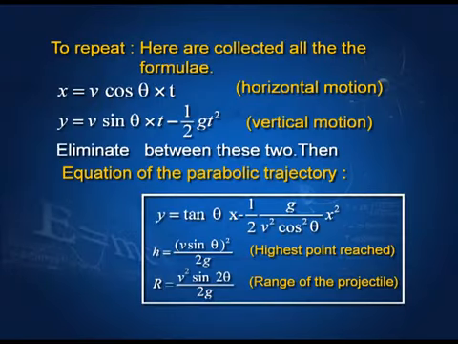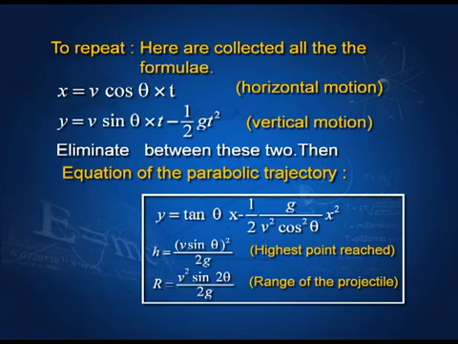The horizontal velocity is v cos theta and distance covered is v cos theta into t. Vertical velocity is v sin theta and the distance covered is v sin theta into t minus half g t square. We eliminate t from these two equations and we get y equal to x tan theta minus half g x squared by v squared cos squared theta. This is the equation of a parabola. The highest point reached by the projectile is v sin theta square by 2 g, and the range, the maximum horizontal distance covered by the projectile, is v square sin 2 theta by 2 g.